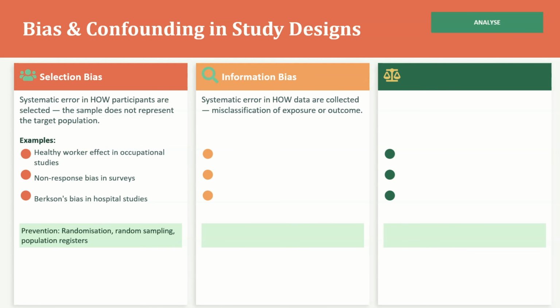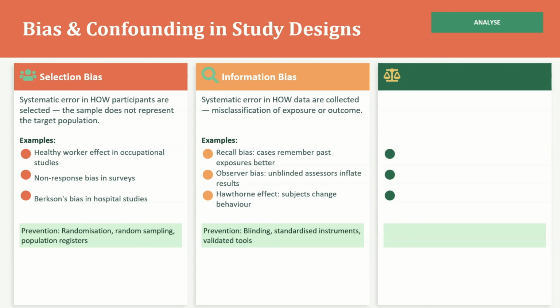Second, information bias. This is a mistake in how you measure data. Example 1, recall bias. People with disease remember past exposures better than healthy people. Example 2, observer bias. If the doctor knows which treatment the patient got, the doctor might measure the outcome differently.